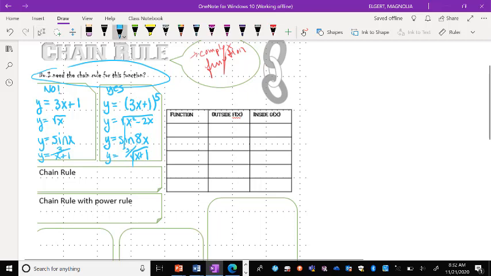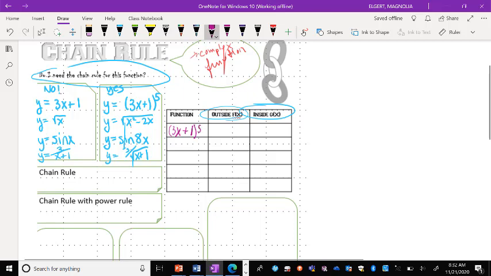So we're going to look at each of these and decide what the composite function is. The next thing, we're going to look at a function, and it's going to have two parts. It's going to have what we call an outside function and an inside function. So let's start with the first one, y equals 3x plus 1 to the fifth.